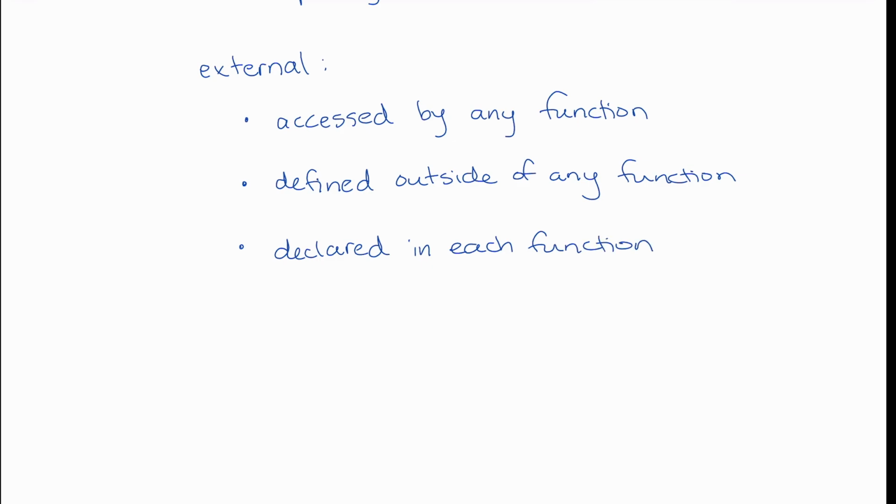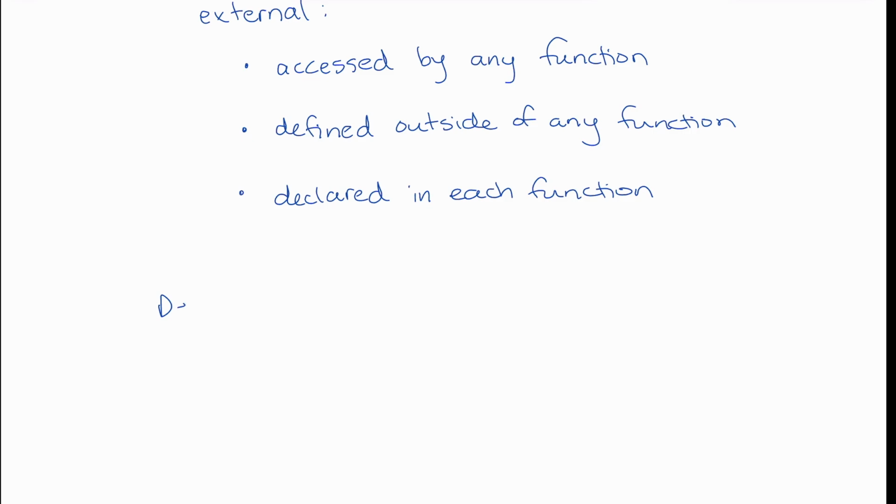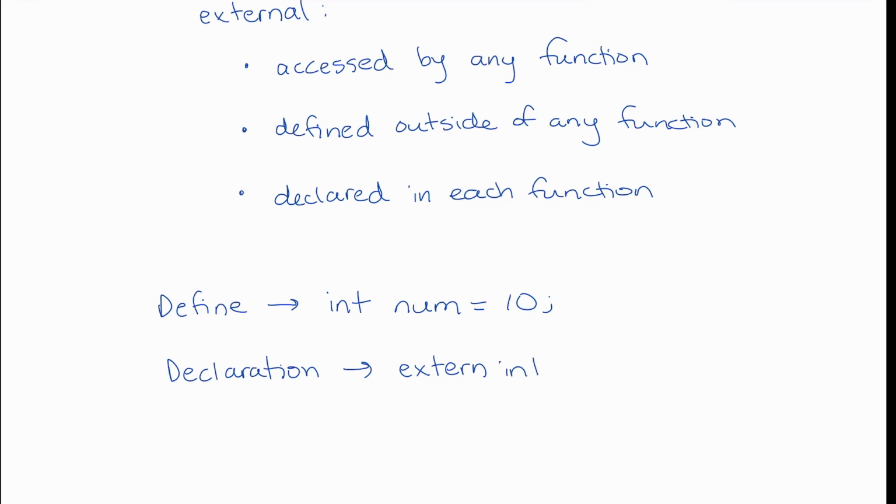Before we jump into an example, let's make sure we understand what exactly define and declare are specifically referring to. Define refers to the place where the variable is created or assigned storage. For example, int num equals 10. That's a definition. A declaration refers to places where the nature of the variable is stated but no storage is allocated. As we'll see here, we use the extern keyword to signify an external variable, and then we can say extern int num, semicolon. That's a declaration.